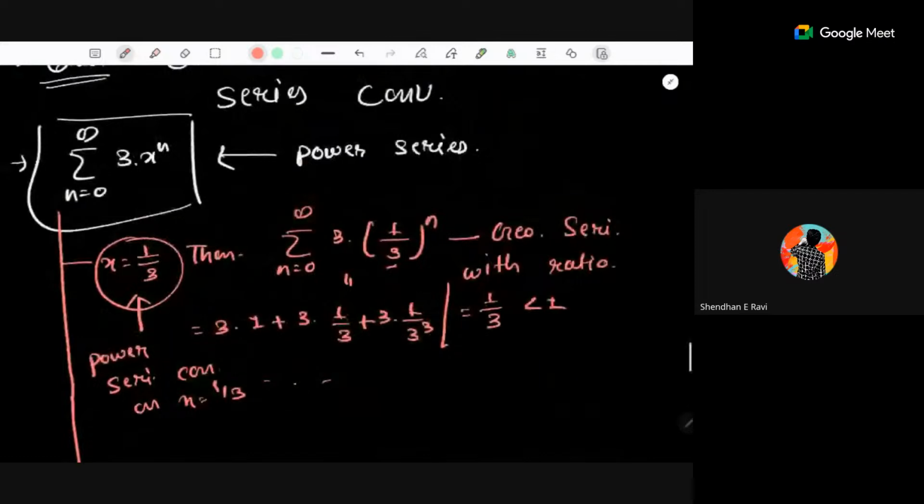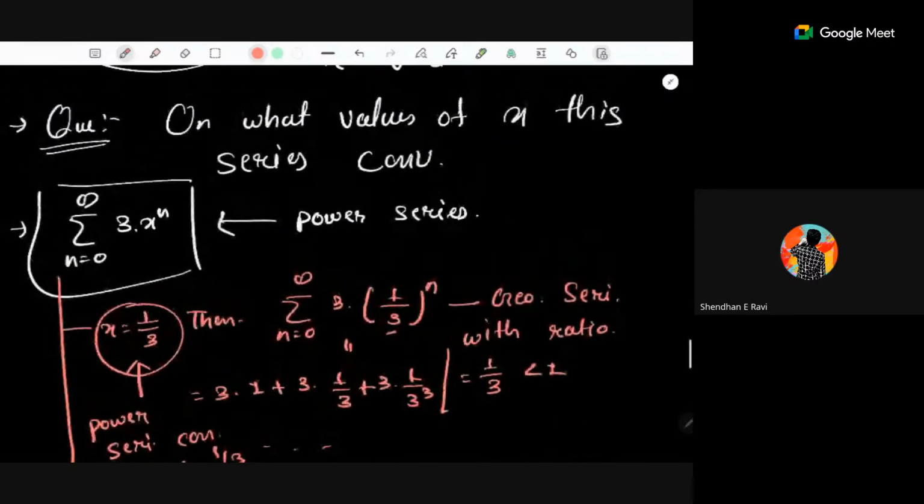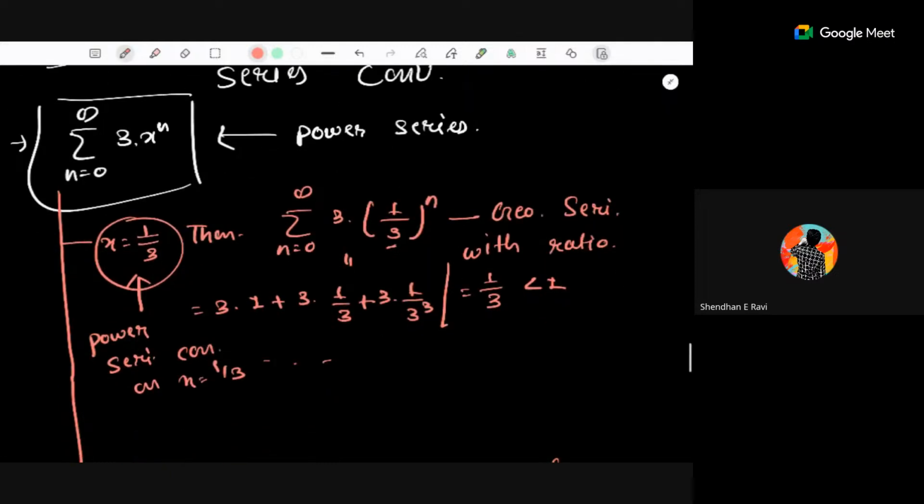So the question is kind of obvious: we need to find the values of x for which the particular power series converges or not. That means if you substitute that value of x, then your series converges or not. So what are those values for which this power series converges? Ultimately it's nothing but an interval. If you collect the whole set of values for which the given power series converges, it becomes an interval. For finding that particular interval, we have a related term known as the radius of convergence.